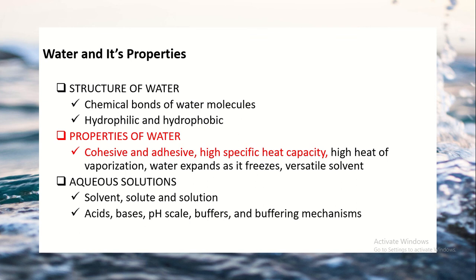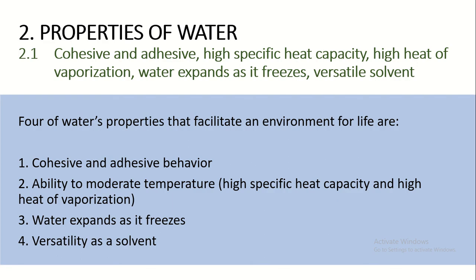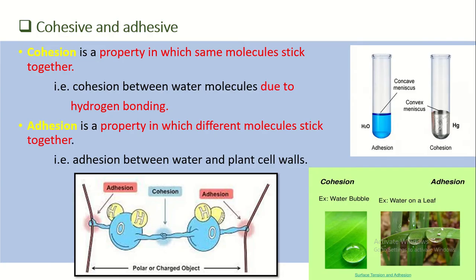For the next topic, about properties of water, this time we only cover the cohesive and adhesive behavior of water, the surface tension, and also the high specific heat capacity of water. So there are four water properties that facilitate an environment for life. The first one is the cohesive and adhesive behavior of water, then the ability of water to moderate the temperature, the fact that water expands as it freezes, and water's versatility as a solvent.